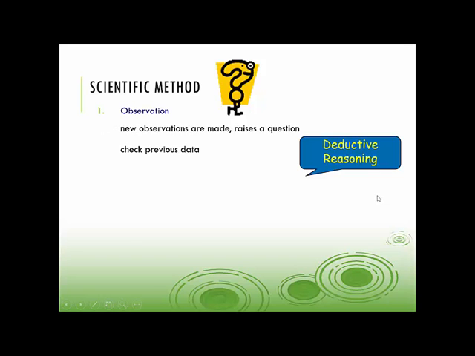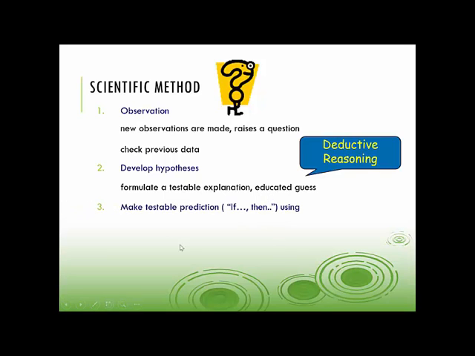Raising questions. You check for previous data. You check to see, did anybody else ever do this experiment before? If so, what did they discover? Then you develop your hypotheses, you formulate your question. It should be testable. It can't just be a question that you can't do anything about. Many times it's referred to as an educated guess.